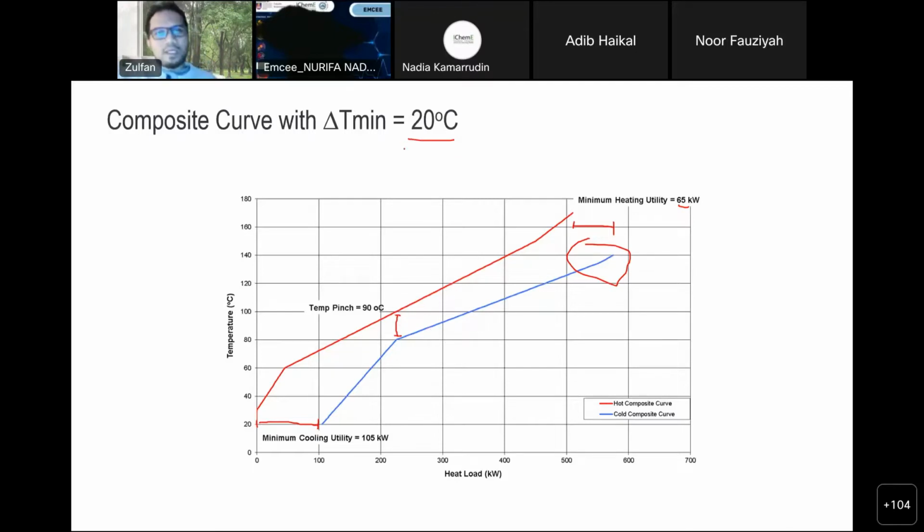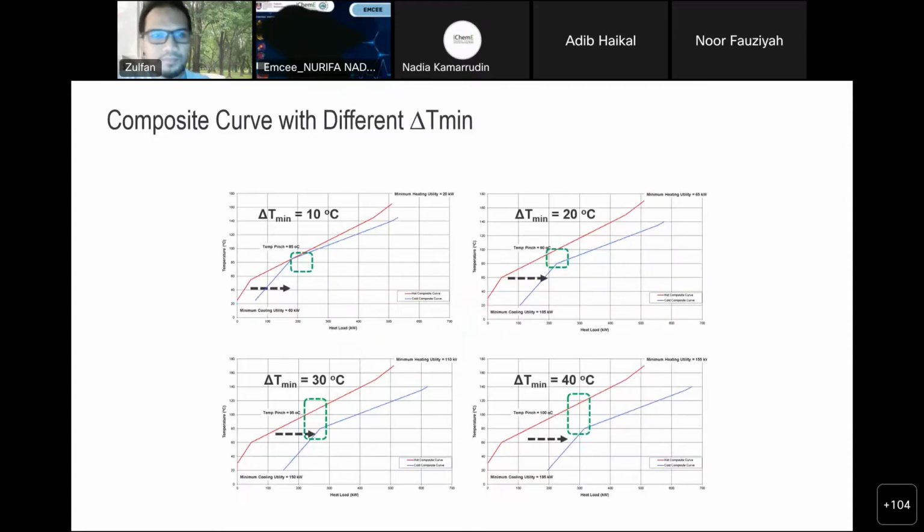If we choose this delta Tmin of 20 degrees C, the minimum heat utility that we will supply is 65. We can supply more than 65, yes, but we cannot go below 65, simply because if we go below 65, at least one of the heat exchangers that we design will have a delta Tmin less than 20 degrees C. So that's basically what it means. The same goes with the cooling utility.